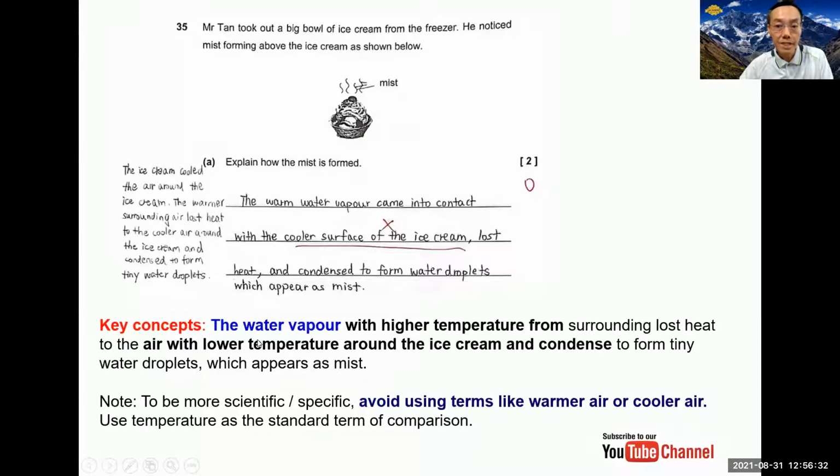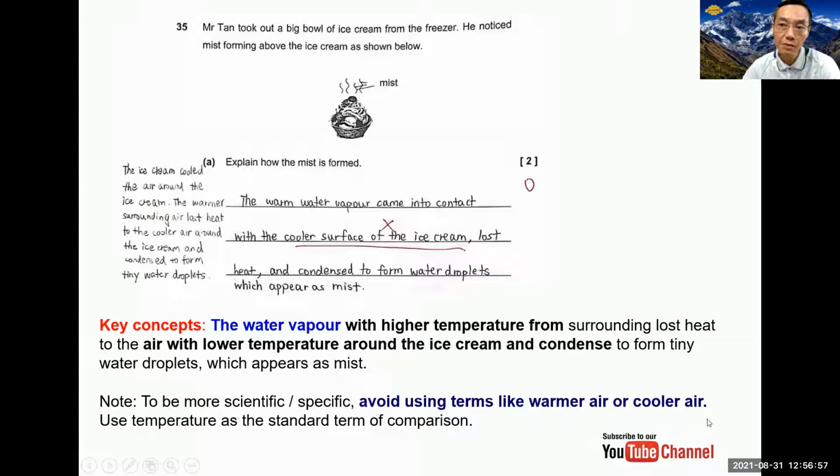You should mention the water vapor with higher temperature from the surrounding lost heat to the air with lower temperature around the ice cream and condensed to form tiny water droplets, which appear as white mist. As I mentioned here, we need to be very specific, avoid using terms like warmer air or cooler air.